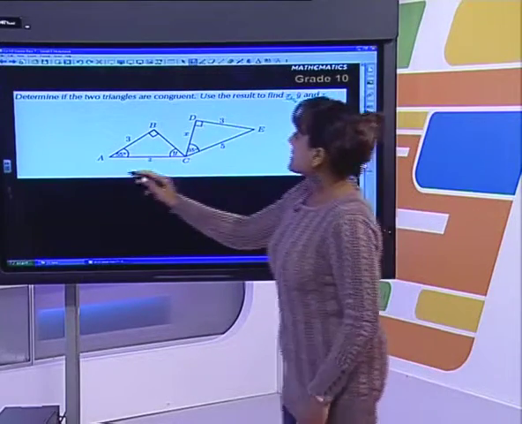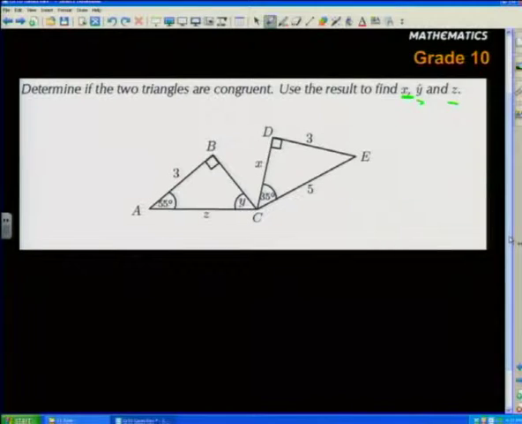We see that side AB is equal to 3 and side DE is equal to 3. So that means side AB is equal to side DE. And guys, you'd notice I haven't started writing anything yet. I'm just examining the diagram and looking at how much information I can get out of it. We see that angle B is equal to angle D, and they're both equal to 90 degrees. That was given to us. X, the unknown, is a side, Z, the unknown, is a side, and Y is an angle.